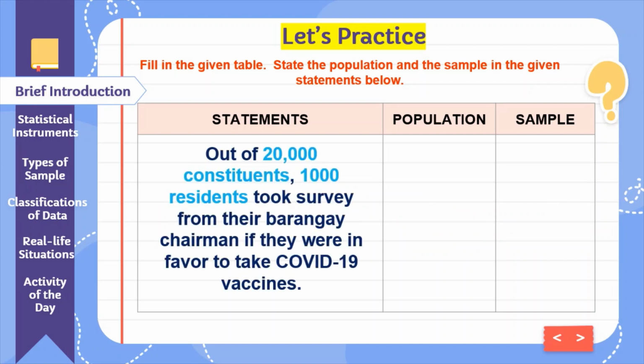Out of 20,000 constituents, 1,000 residents took survey from their barangay chairman if they were in favor of COVID-19 vaccine. So, ang population po dyan is 20,000 constituents. And then, yung kinuhanan lang ng survey about sa vaccine, COVID-19 vaccine, is 1,000 residents. So, yung 20,000 constituents, yan po yung population. At from that population, kumuha ng 1,000 residents. That is the sample. Kaya sinasabing subset of the population yung sample.